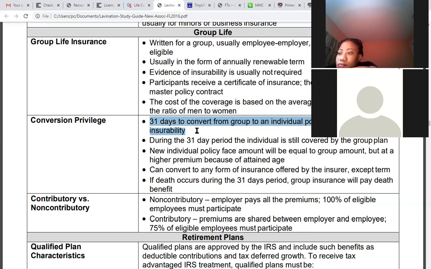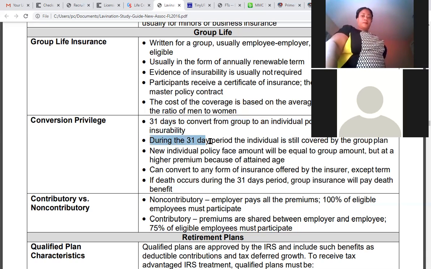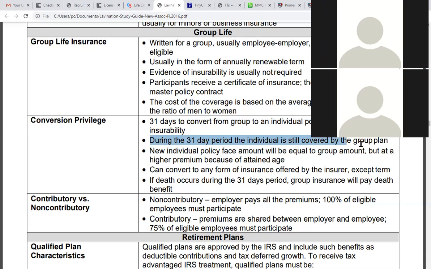Okay. So 31 days. If you die because you did not pay the policy, you don't have to do the policy. So what they do, they take the whole group, you're still covered, and they pay the full death benefits to your beneficiary. During the 31 days, individuals are still covered under the group plan. The new individual policy is of an amount equal to the amount of the group, but they charge a higher premium because if you convert it, they're going to charge you more money.